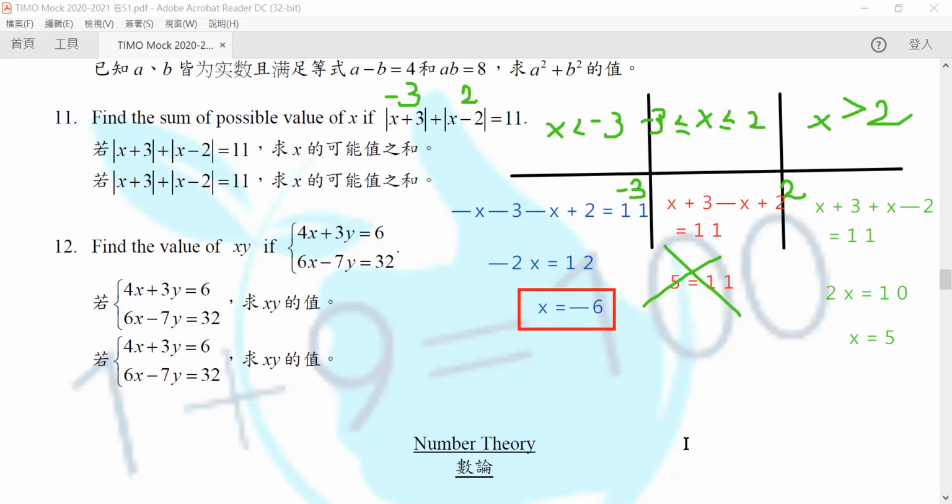So we know that the possible values of x are -6 plus 5. Hence, all the possible values sum to -1. All possible values equal -1. So this is question 11. Question 11.